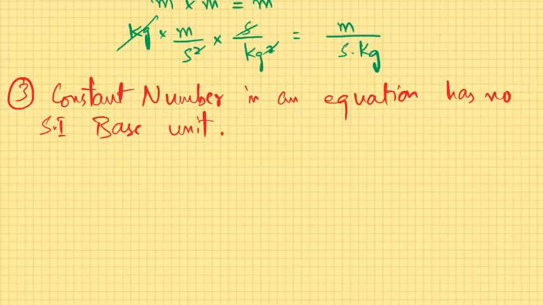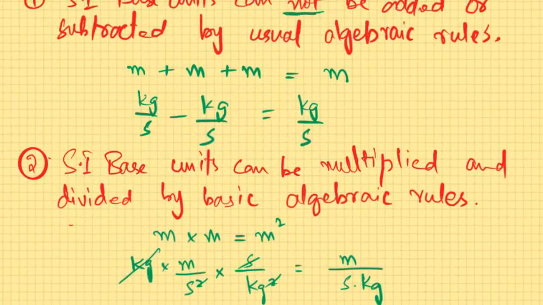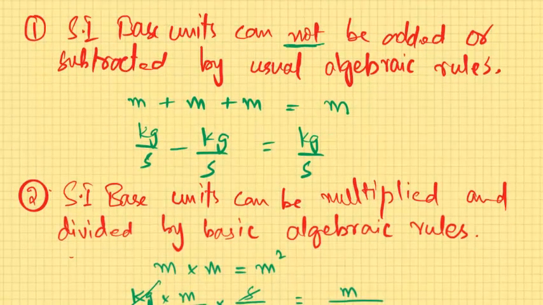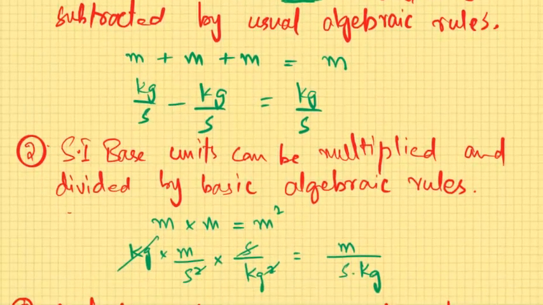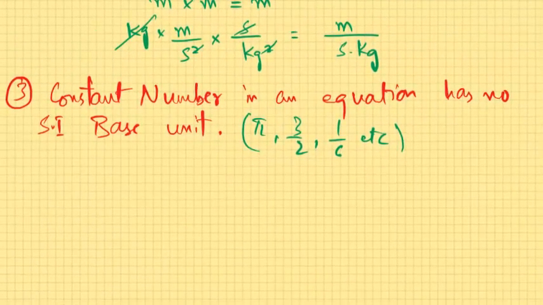Now when I say a constant number in an equation has no SI base unit, I mean if in an equation you find pi, you find 3 upon 2, you find 1 upon 6, etc., anything like this, you are going to ignore that constant number. So these are three basic rules. The first rule is that SI base units cannot be added or subtracted. Then they can be multiplied and divided. And the third important thing is that a constant number has no SI base unit.